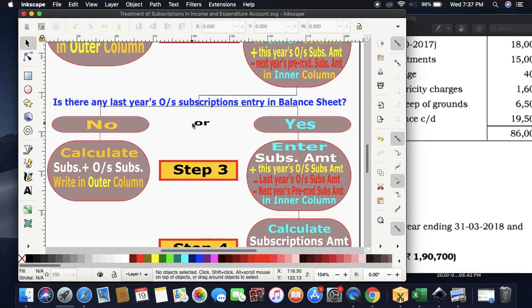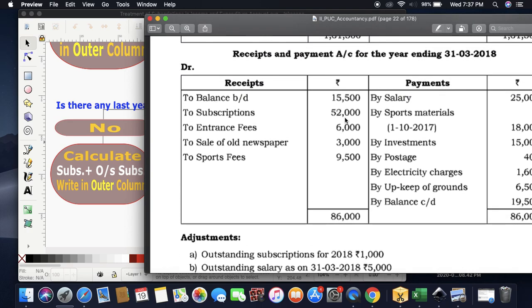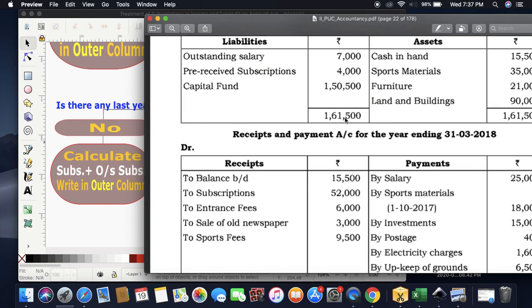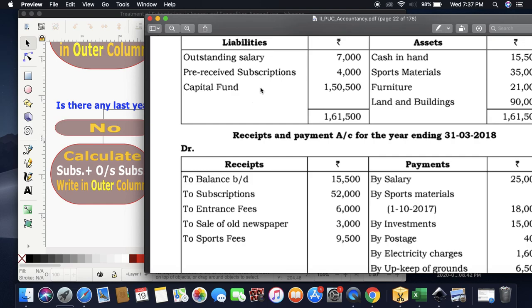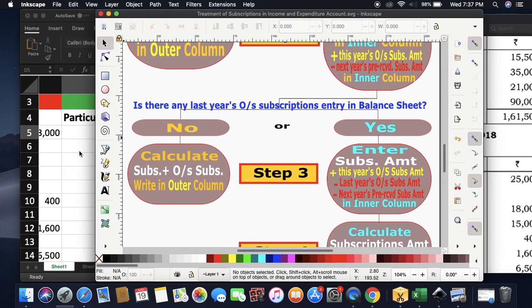And then you need to see in last year's outstanding subscription entry if it is there in the balance sheet. Last year's outstanding subscription was not given. It would have been given on the asset side. It's not given, but there is pre-received subscription given last year, which we need to add. So let's go ahead and do that. Let me take this to the side.